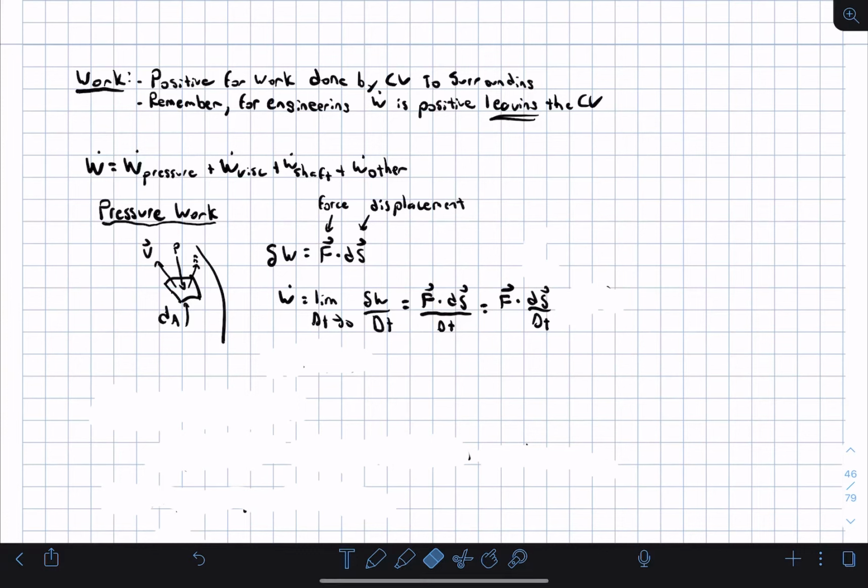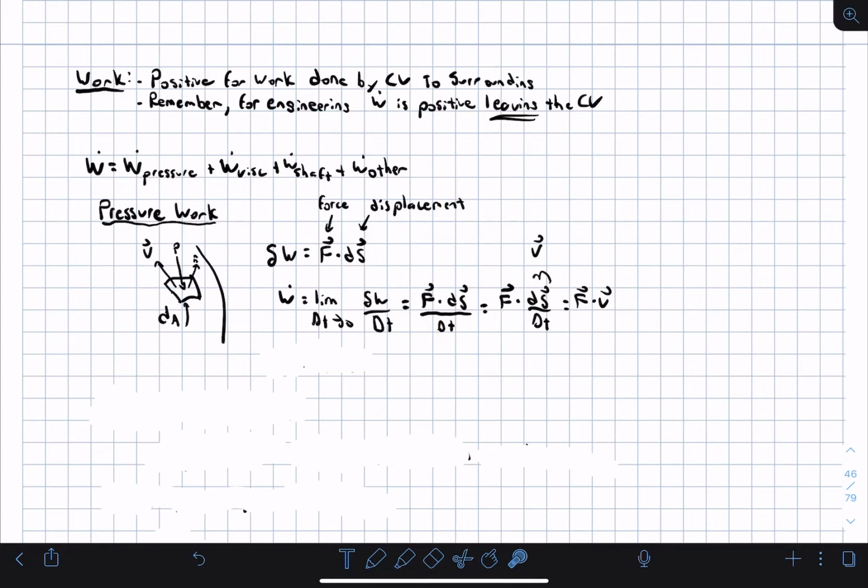And I think this is a derivation that you guys have seen quite a bit in your physics classes before, so this should be nothing earth-shattering. So as the limit as delta t goes to 0, this ds/dt is just the velocity, and so the rate of work is just F dot v.